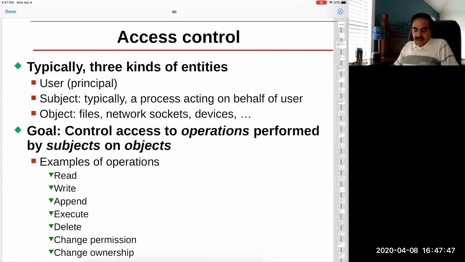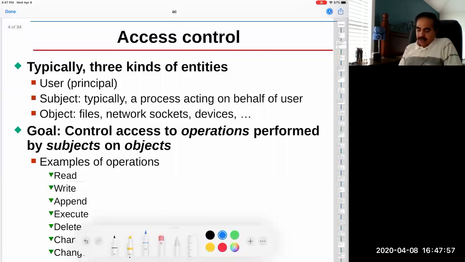Very often in access control, we tend to break down access into two basic types. One is read, and the other is write, okay? But in some instances, it may be useful to identify many other operations such as append or execute or delete and so on, okay?